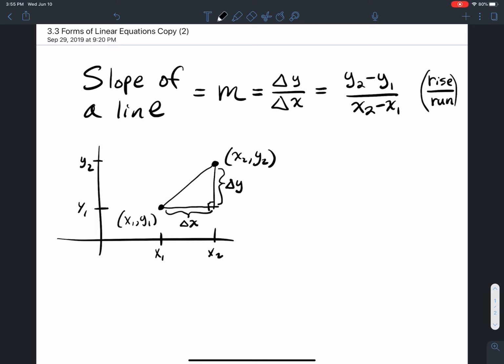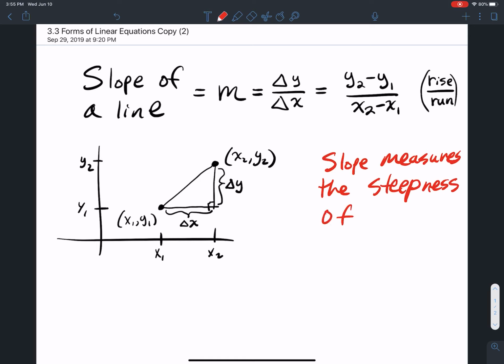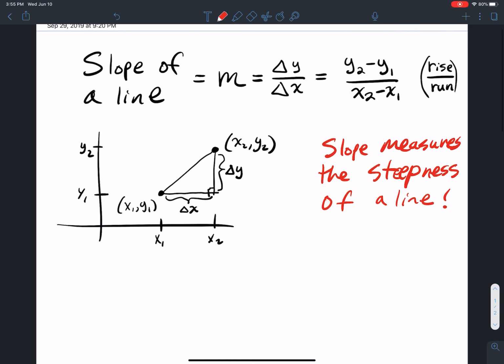So what does slope measure? Slope measures the steepness of a line. Steepness, maybe that doesn't have two E's, whatever, close. Slope is measuring the steepness of a line.